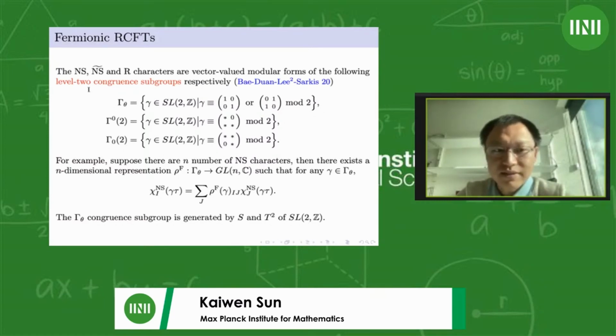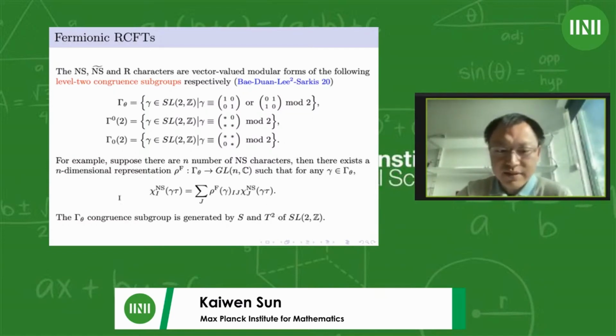Similarly, NS tilde and R characters are vector-valued modular forms of this gamma 0, 2, and the other in a different gamma 0, 2. These three are all level 2 congruence subgroups of SL2Z. And as you can see, in fact, this gamma theta subgroup is generated by the S and T squared generators of SL2Z.